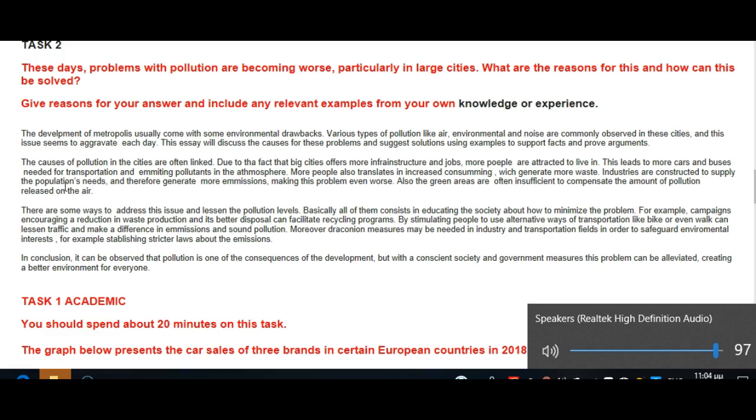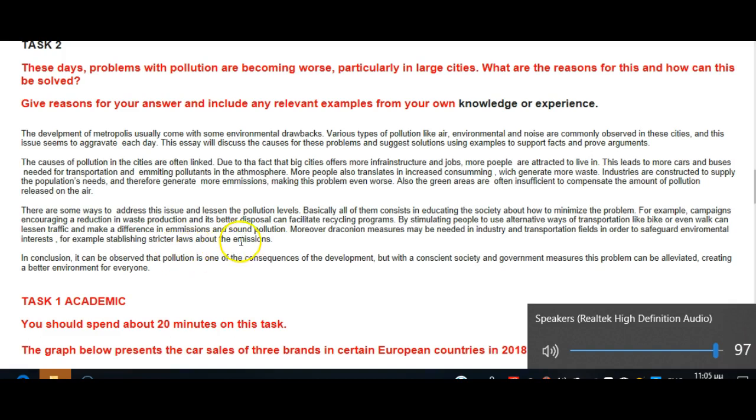There are some ways to address this issue and lessen the pollution levels. Basically, all of them consist of educating the society about how to minimize the problem. For example, campaigns encouraging a reduction in waste production and its better disposal can facilitate recycling programs. By stimulating people to use alternative ways of transportation like bike or even walking, can lessen traffic and make a difference in emissions and noise pollution. Moreover, draconian measures may be needed in industry and transportation fields in order to safeguard environmental interests, for example, establishing stricter laws about the emissions.